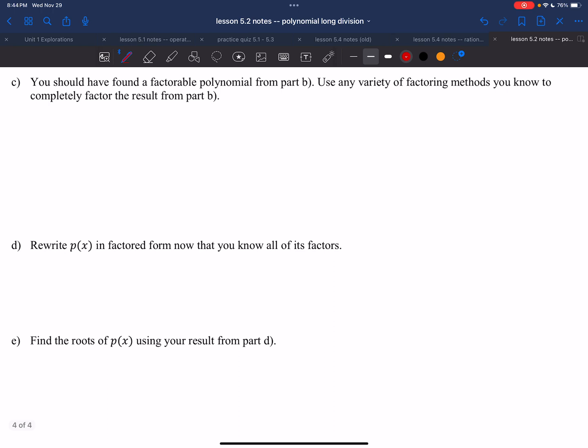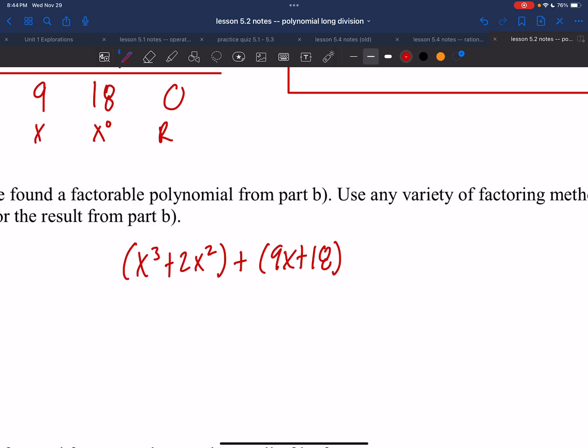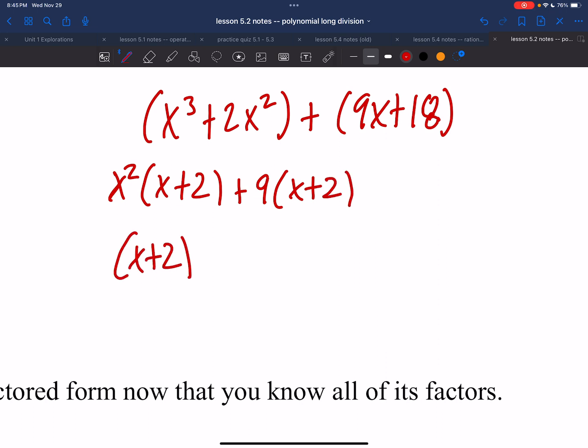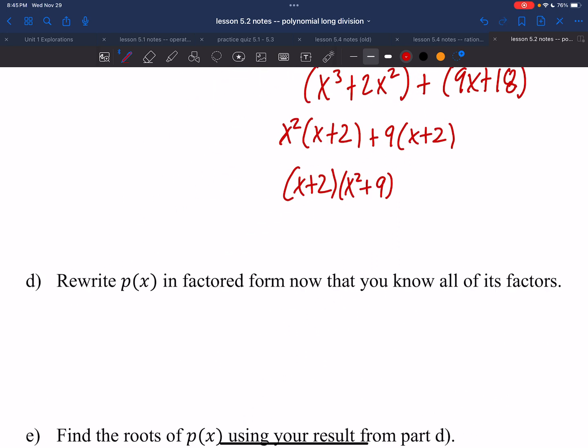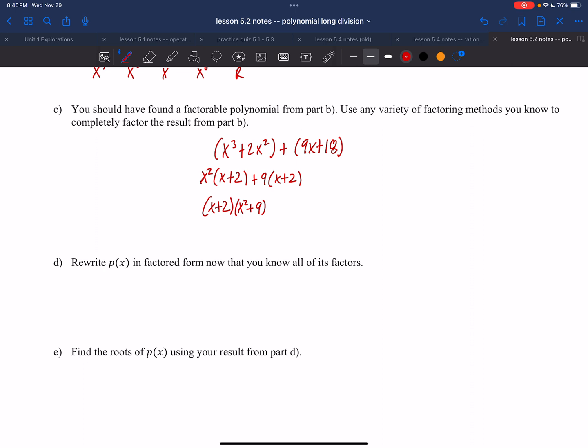Now, part C says you should have found a factorable polynomial. So basically what this is asking is, can you factor this cubic quadrinomial? And you'll notice what I'm doing here is, because it's 4 terms, I'm going to try grouping. So I factor out x squared, I get x plus 2. Then I factor out 9, and I get x plus 2 again, which means this is x plus 2 and x squared plus 9. Yay! So that's the result. That's just the factoring of that.